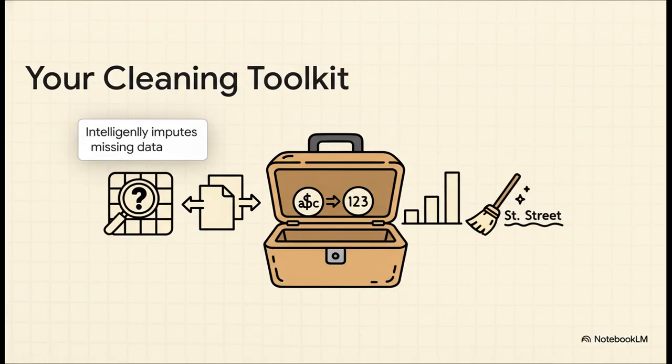So let's just step back and look at what we've built. This isn't just a list of 5 scripts. It's a complete automated data cleaning toolkit. We have our missing value handler to intelligently fill in the blanks. We have the duplicate detector to hunt down those hidden copies. We have the data type fixer to enforce consistency. The outlier detector stands guard against strange values, and the text cleaner to bring order to messy strings.